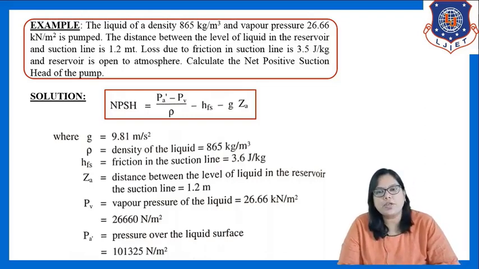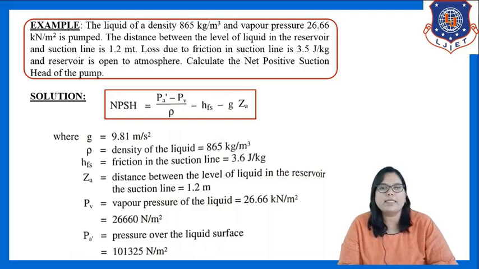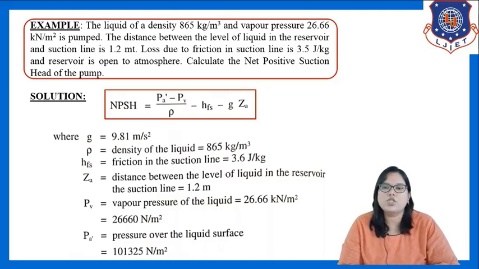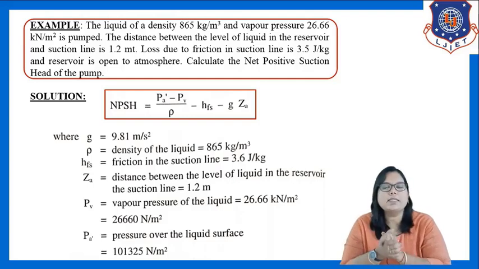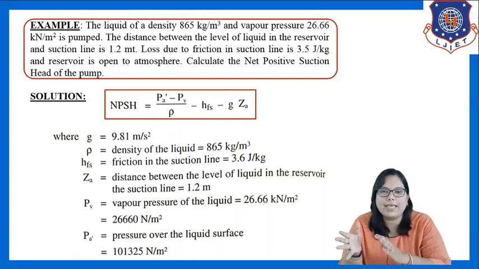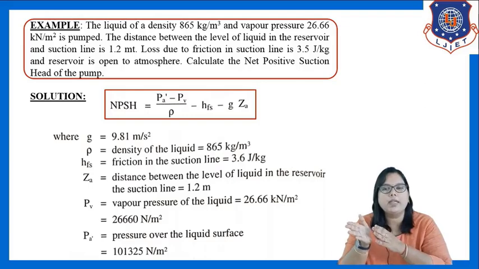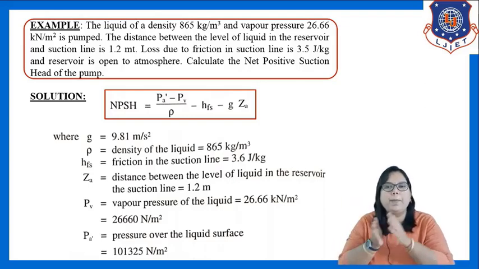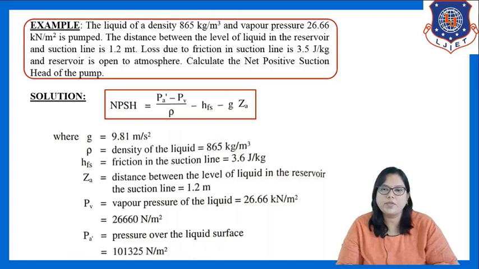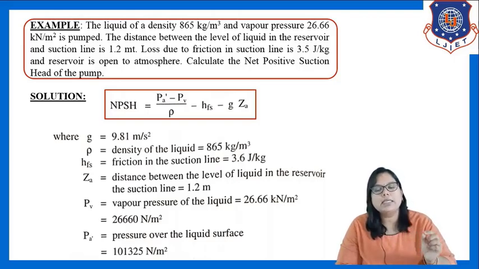Now vapor pressure of the liquid is also given, 26.66 kilonewton per meter square, that is kilopascal. So 26.66 kilonewton per meter square is equal to 26660 Newton per meter square. As we have to maintain unit consistency, we generally follow the SI unit. So here we have converted the vapor pressure of the liquid from kilopascal to pascal, which is equal to 26660 Newton per meter square.